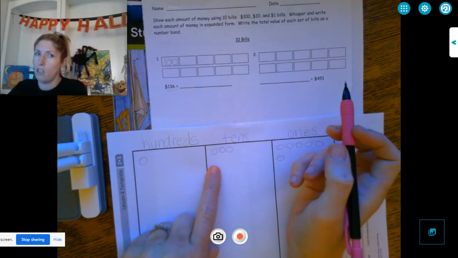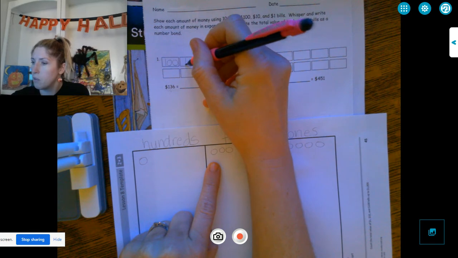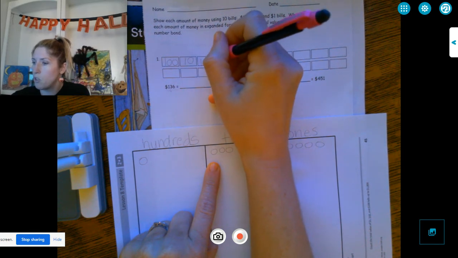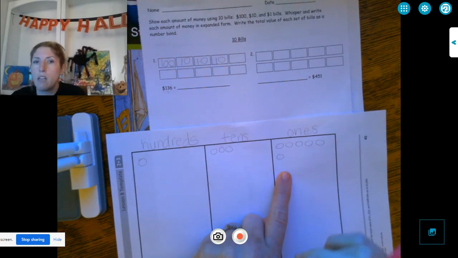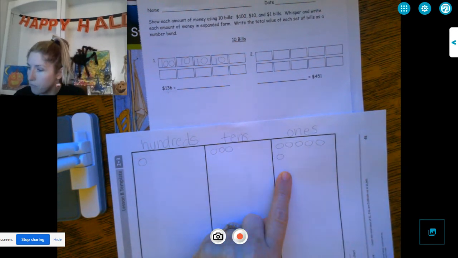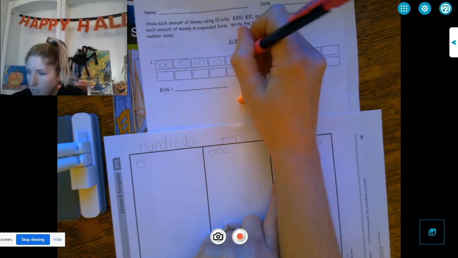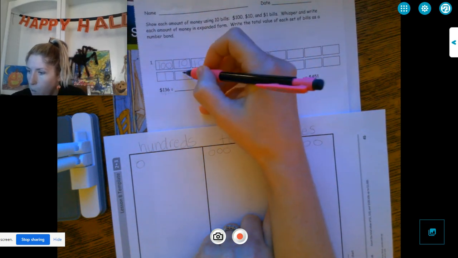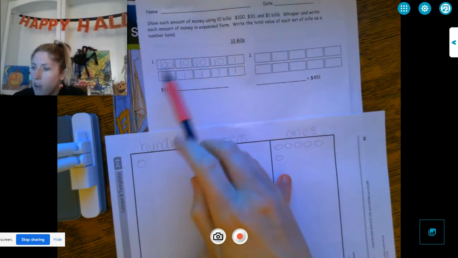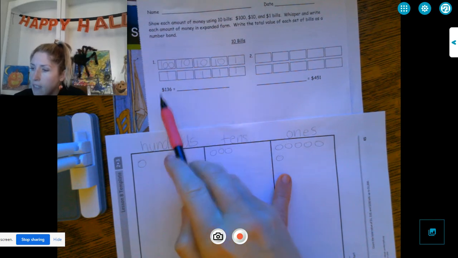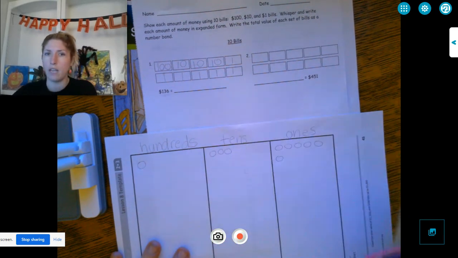How many $10 bills do we need for 136? 3. 2, 3. And how many $1 bills do we need for 136? Right, we need 6 $1 bills. So on 6 of these, we're going to put a 1 for $1. So that's supposed to look like money laying there. We have a $100 bill and 3 tens and 6 ones, which makes 136. Okay, so we did that part.